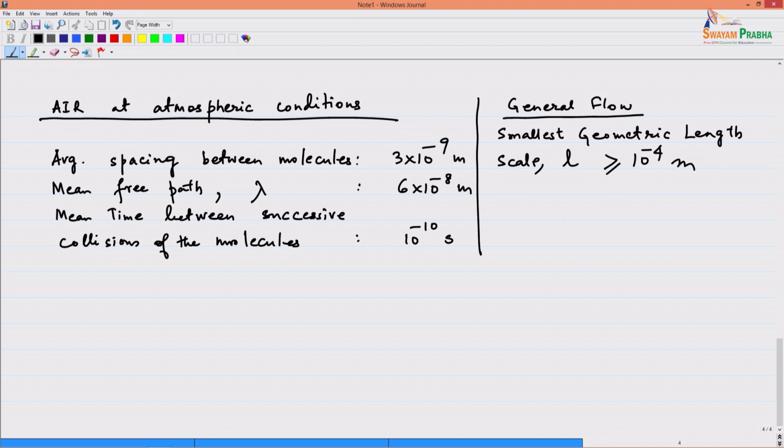Now, if you look at this, the length scale we are talking about is 10 to the power minus 4 meters. Which means that if the flow velocity is, for example, 100 meters per second, the time scale for that sort of flow should be basically 10 to the minus 6 seconds. Time scale is defined by length over velocity. Now you can see how large or small this is.